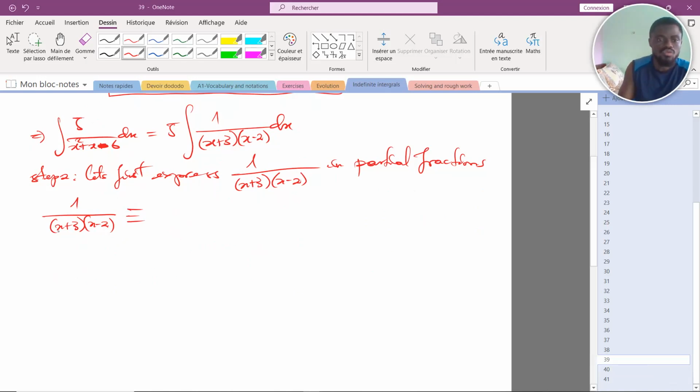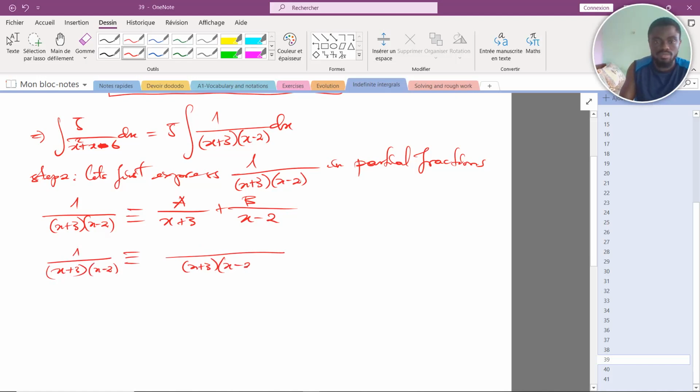This will simply be, so these are linear factors. So this partial fraction will be identical to what? A on x plus 3, this is a linear factor, plus B on what? x minus 2. Okay, so this one on x plus 3 into x minus 2 will be identical to what? Find the LCM here. The LCM is x plus 3 into x minus 2.